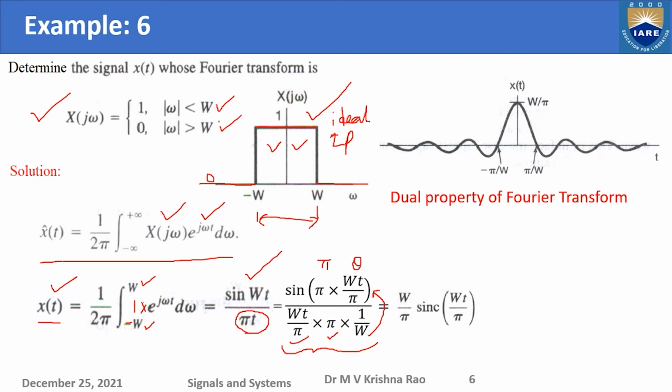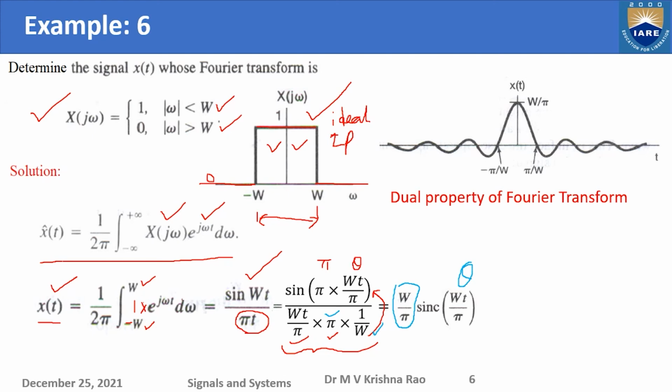So this pi is there in the denominator anyway. This W will go to the numerator. So I got W by pi here. And sin pi theta by pi theta is nothing but sync theta. This is what the theta term is. Okay. So it is a time function basically.